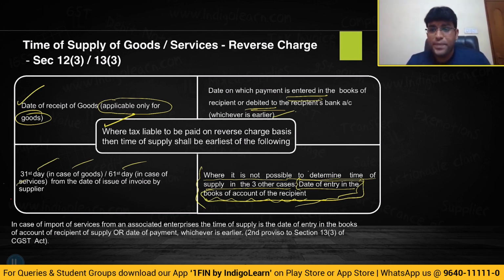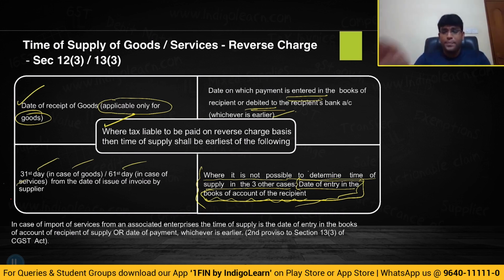A question from a student: why in services do we not consider date of receipt of service? Date of receipt of service is not something we can track like that, because goods are tangible in nature. We can record when the goods have come. Movement can be tracked. But in services, movement cannot be tracked. That's the only point. That's why they did not give importance to the date of receipt of service.